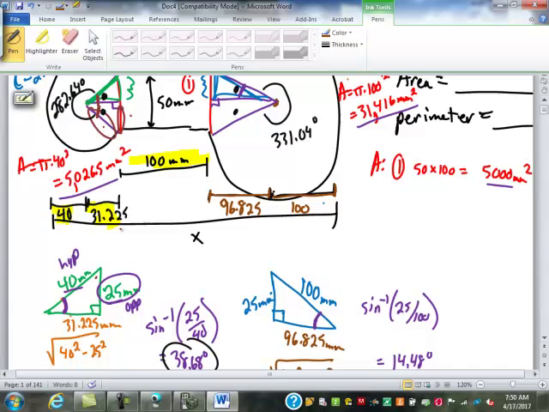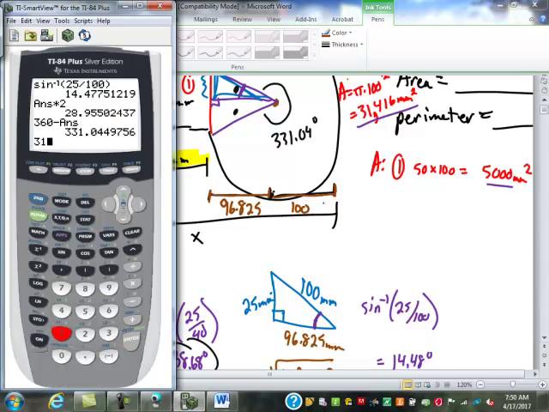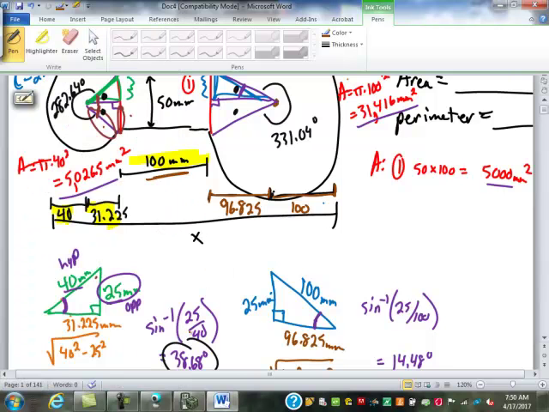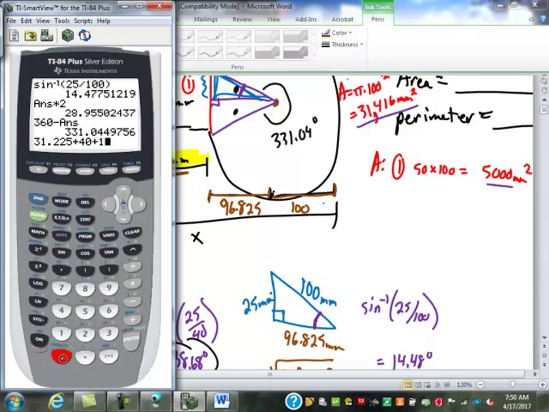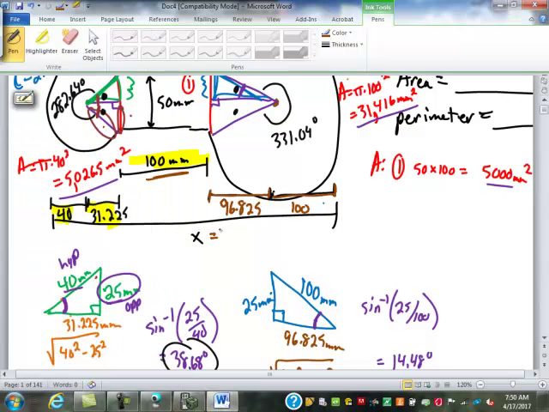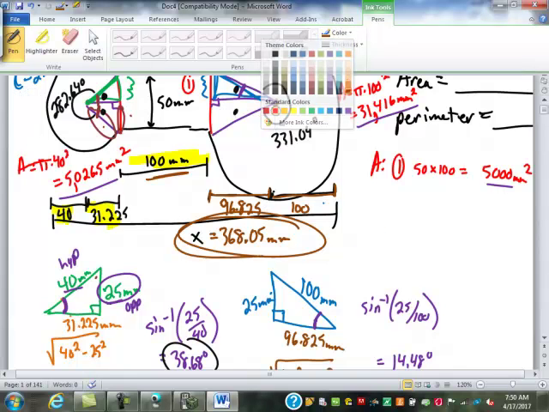So we've got 31.225 plus the 40 plus the 100 in here plus the 96.825 plus the 100 over here. We get a total distance for x of 368.05 millimeters. So there's one of our answers.